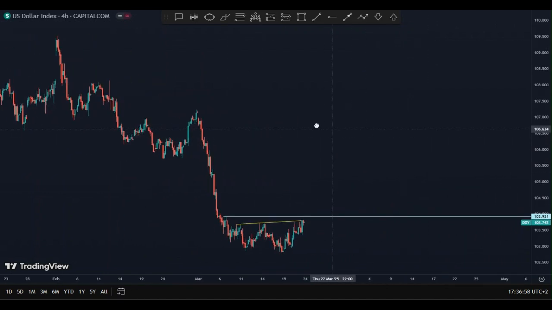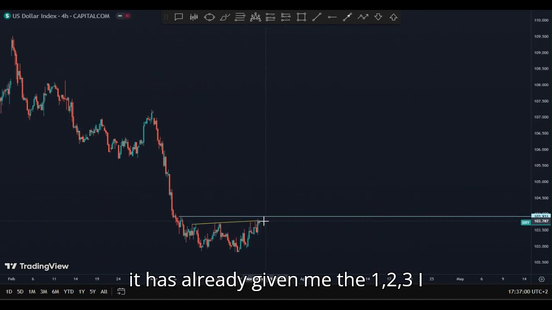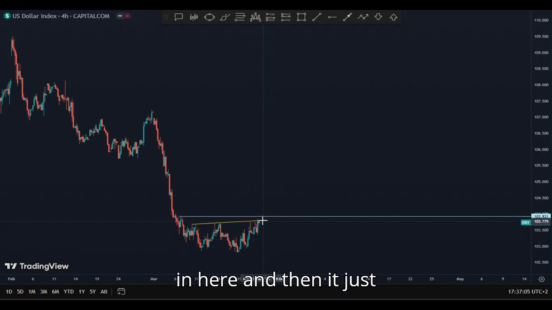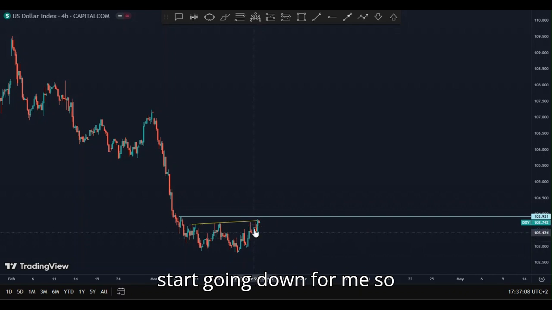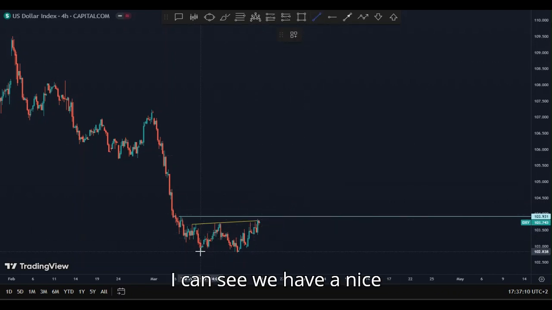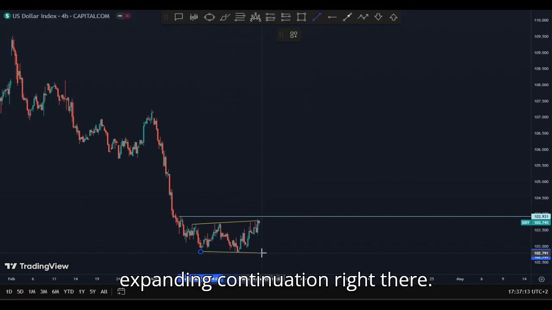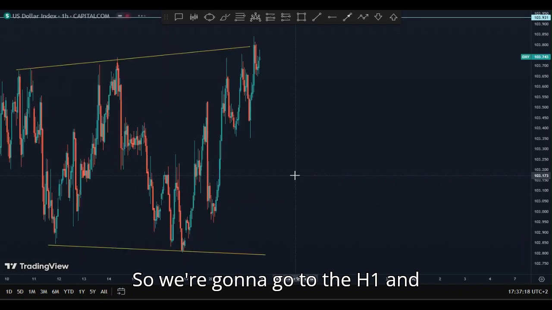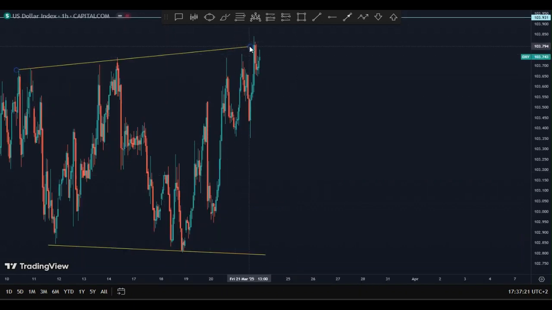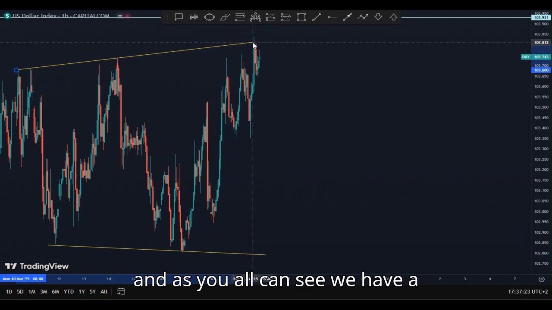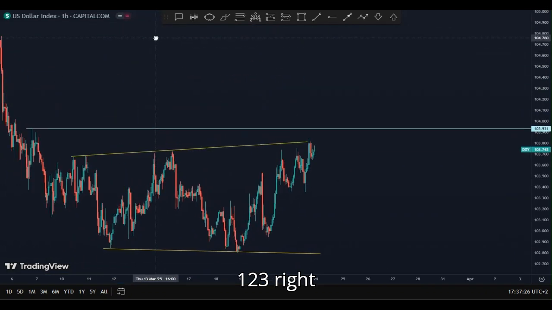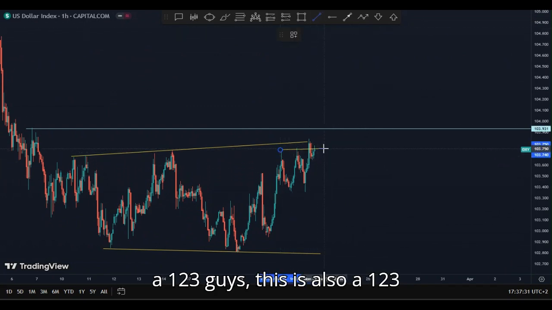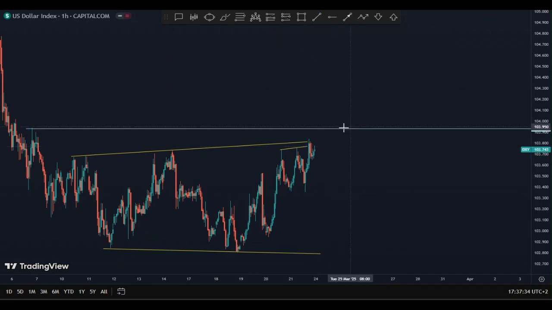But the way it has already given me the 1, 2, 3, I won't be surprised if it doesn't tag us in here and then just starts going down for me. So I can see we have a nice expanding continuation right there. So we're gonna go to the H1 and see how it's moving. And as you all can see, we have a 1, 2, 3 right there. And we also have a 1, 2, 3 inside a 1, 2, 3, guys. This is also a 1, 2, 3.